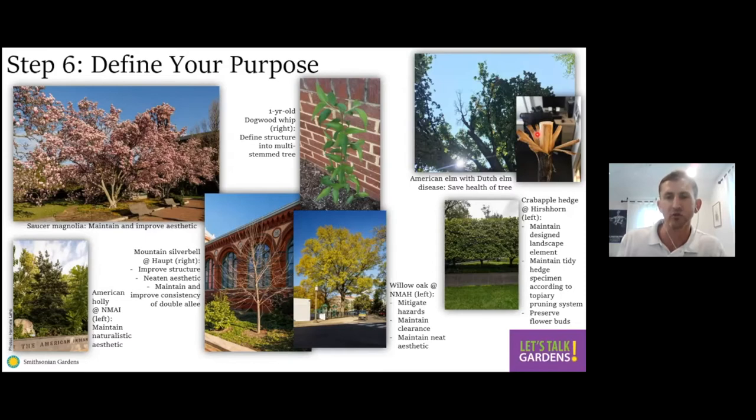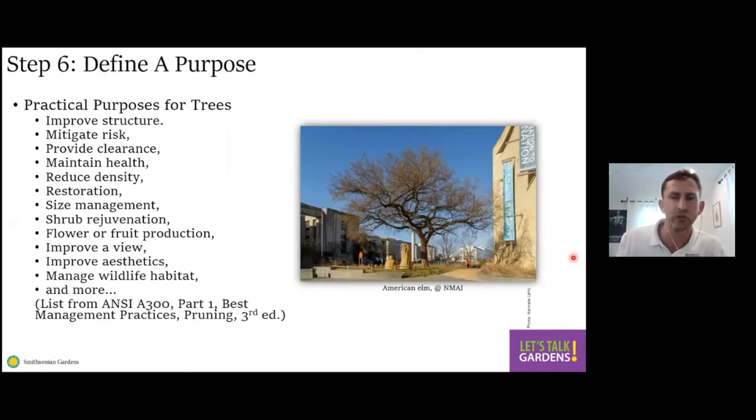This large elm tree with Dutch elm disease, well, we want to prune out the disease so we can save the tree. And then finally, a crabapple hedge over here at our Hirschhorn Museum. We just want to maintain its topiary hedge form as a designed landscape element. So all very different objectives for different trees really defines how we prune those trees. So there are a huge number of pruning objectives you can choose. Purposes for cutting branches.